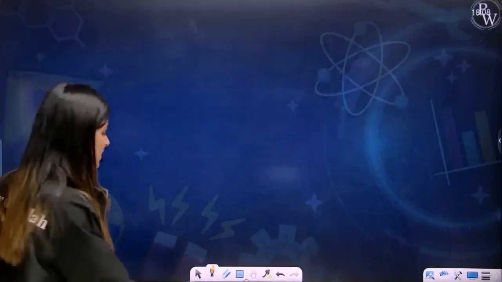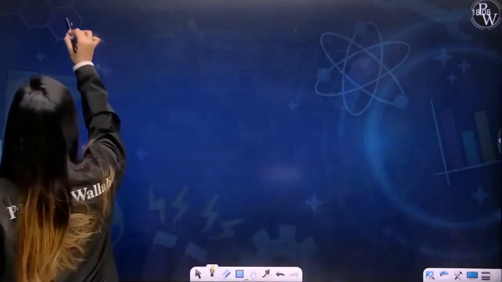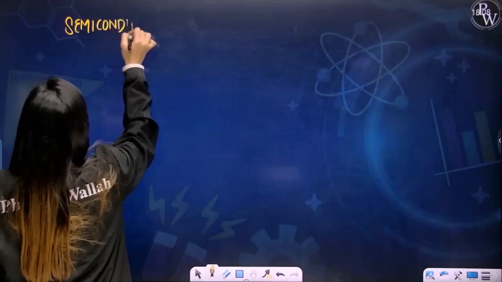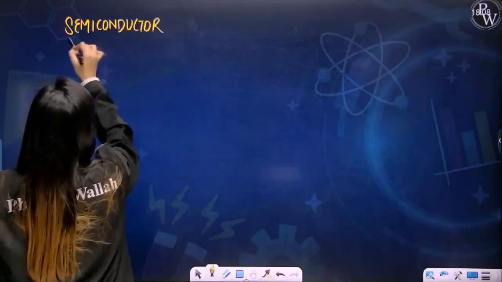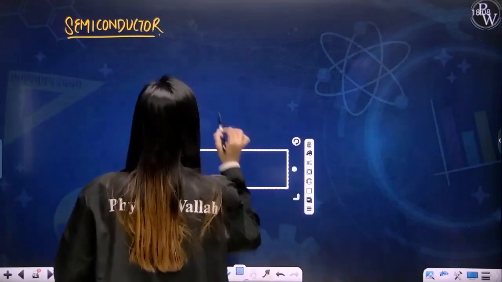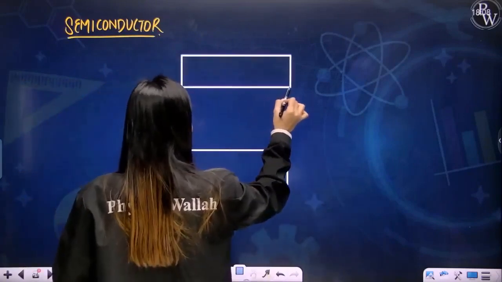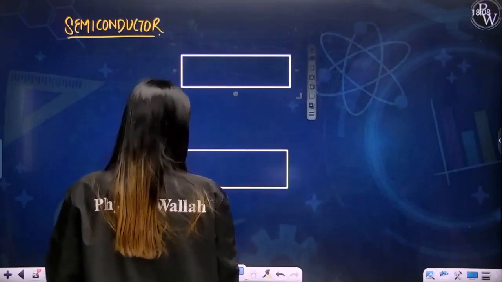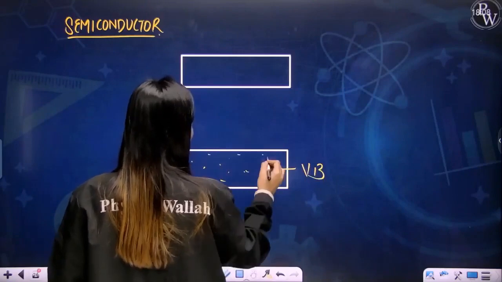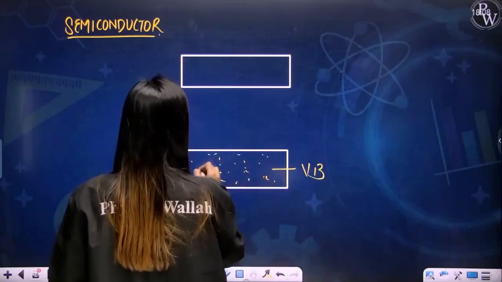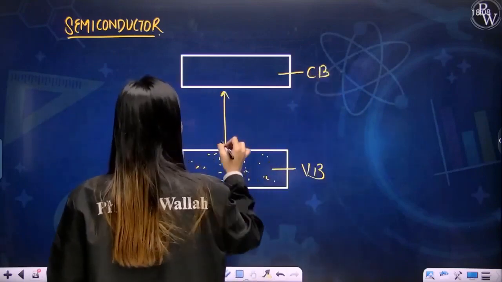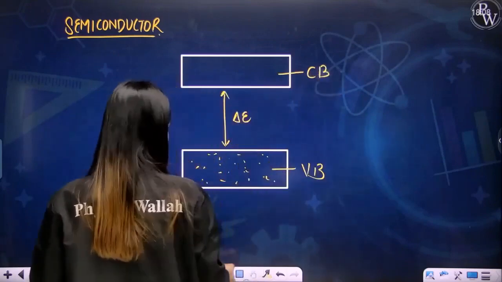Now, the last is your semiconductor. So now, let me talk about semiconductor. What happens in the case of a semiconductor is this is your valence band, where your electrons are present, and this is your conduction band, and this is your delta E, that is the difference in energy.